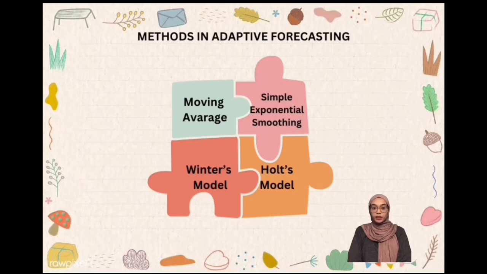There are 4 methods in adaptive forecasting. The first one is moving average. Demand has no observable trend or seasonality. Secondly, simple exponential smoothing, for forecasting data with no clear trend or seasonal pattern. Thirdly, Holt's model, which has level and trend but no seasonality. And the last one is Winter's model. Extract and analyze data and statistics and characterize results to more accurately predict the future based on historical data.